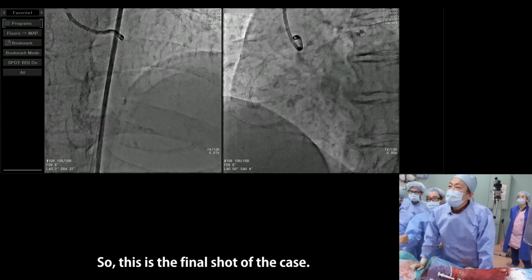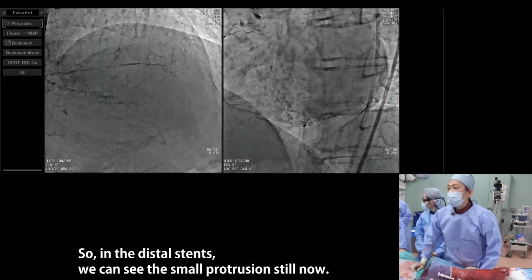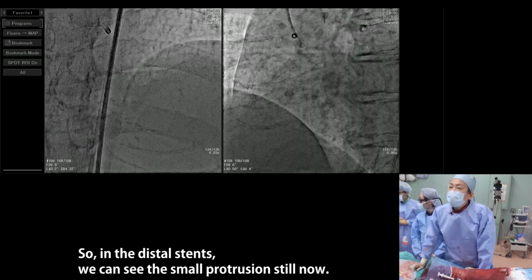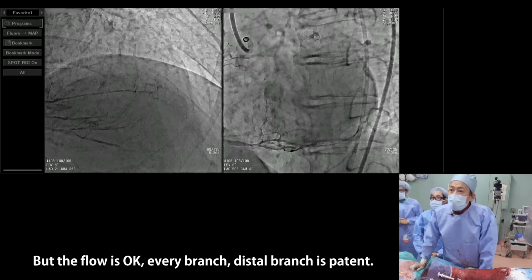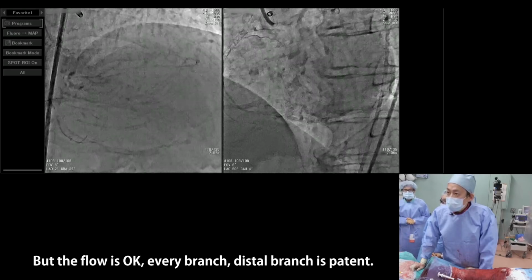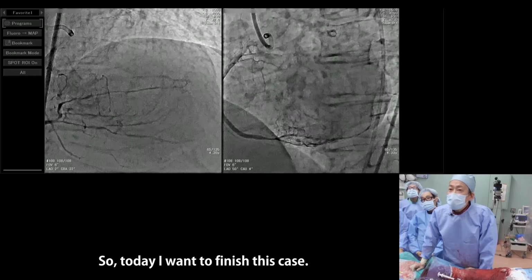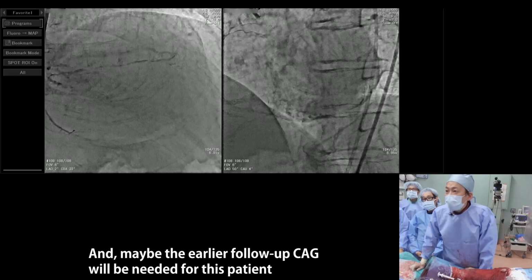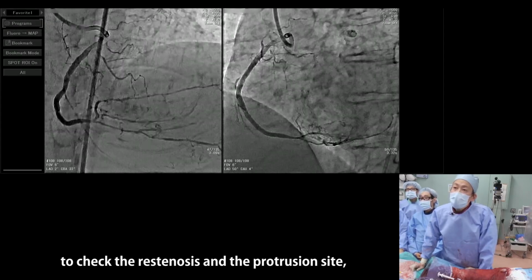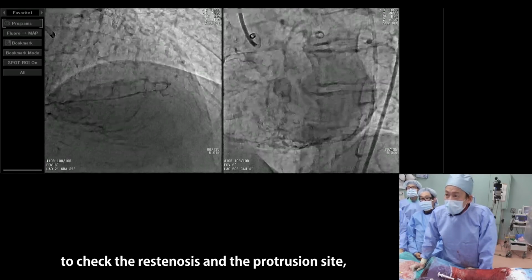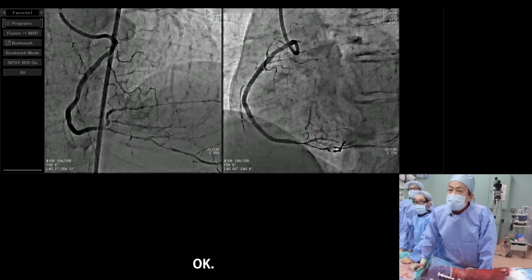So this is the final shot of the case. In the distal stent, now we can see a small protrusion still. But the flow is okay. Every distal branch is patent. So today I want to finish this case. And maybe an early follow-up CAG will be needed for this patient to check the stenosis and to evaluate the protrusion site. Okay.